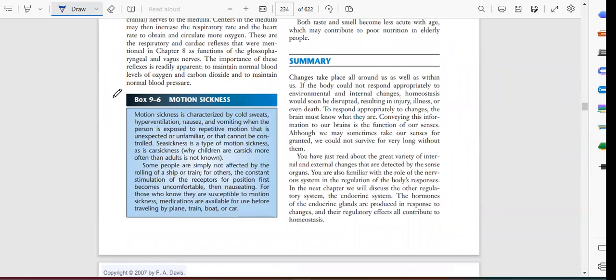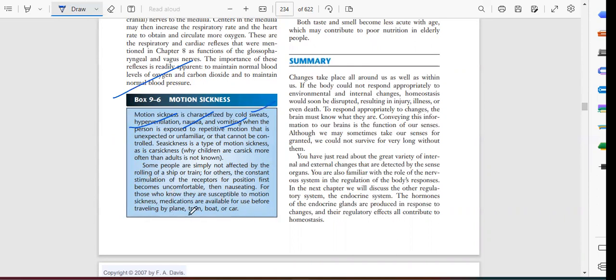Another condition explained is motion sickness. Motion sickness is characterized by cold sweats, hyperventilation, nausea, and vomiting when the person is exposed to repetitive motion that is unexpected, unfamiliar, or cannot be controlled. Car sickness is a type of motion sickness. Some people are simply not affected by the rolling of a ship or train. For others, the constant stimulation of the receptors for position first becomes uncomfortable, then nauseating. Those who know they are susceptible to motion sickness can use medications before traveling by plane, train, boat, or car.